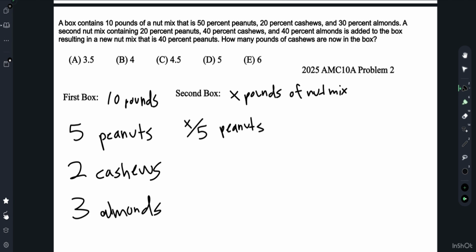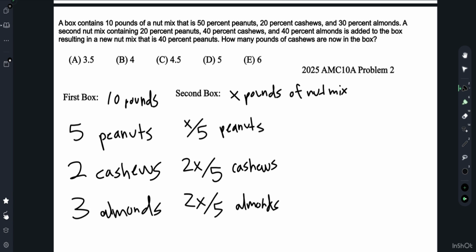And 40% cashews, 40% is 40 over 100. You divide by 20 on both top and bottom, which will lead us to get 2/5. So 2/5 of X is 2X over 5. There's 2X over 5 pounds of cashews. And there's also 40% almonds, so that's also 2X over 5 pounds of almonds. Great. Now we have listed out both the first box and the second box.